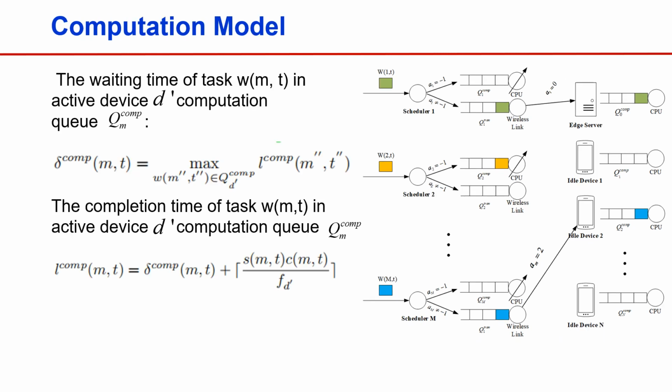For the computation delay, we use delta to represent the waiting time, which is the time from when a task enters the queue to when it starts executing. Use L to represent the completion time, that is, the time required for the task to enter the computing queue and be completed.